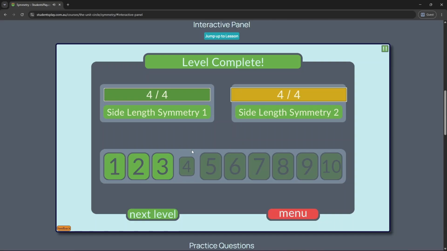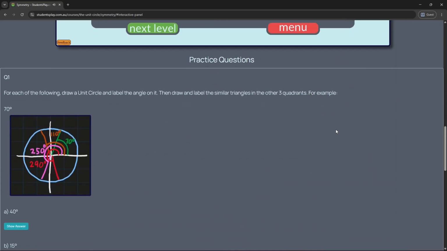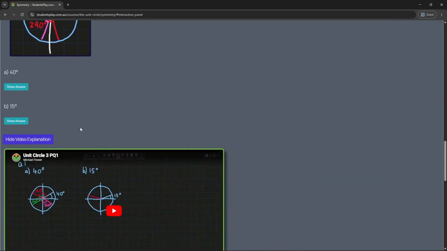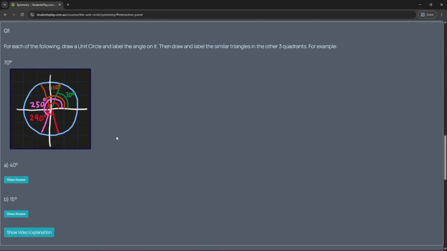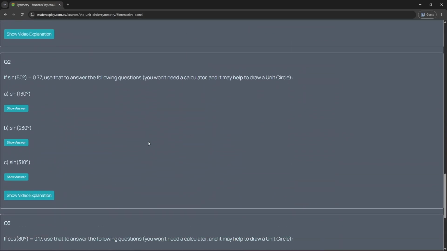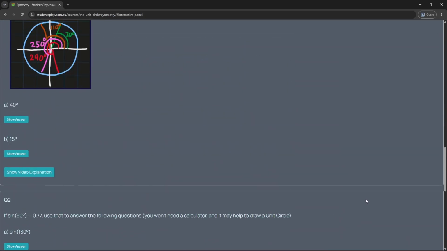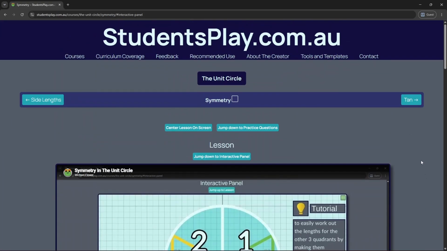Very nice. We've unlocked level 4. So go ahead and do the practice questions down here. This one might be a little bit confusing, so you can always use the video explanation to get an idea of what we're actually asking first, and then you can try it yourself. And then same for these ones, and then we go all the way down to question 3. Once you finish those, come up here, tick this lesson off, and move on to the next one.